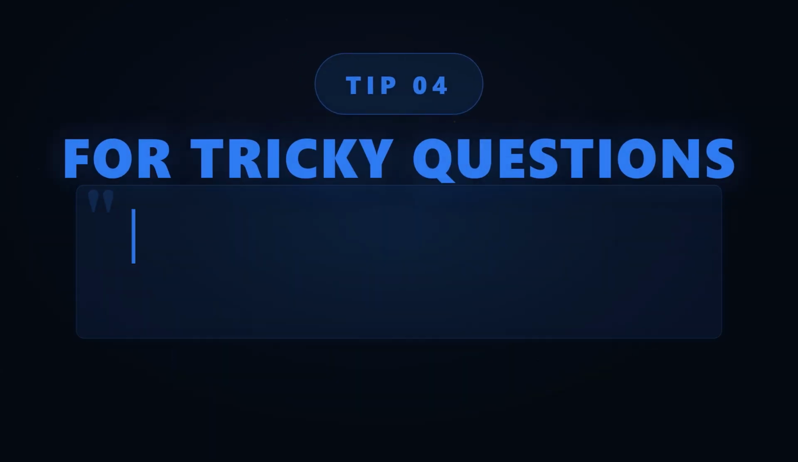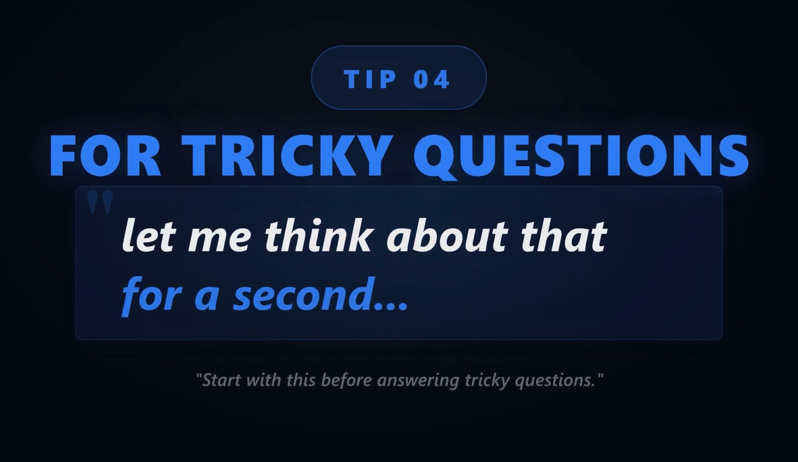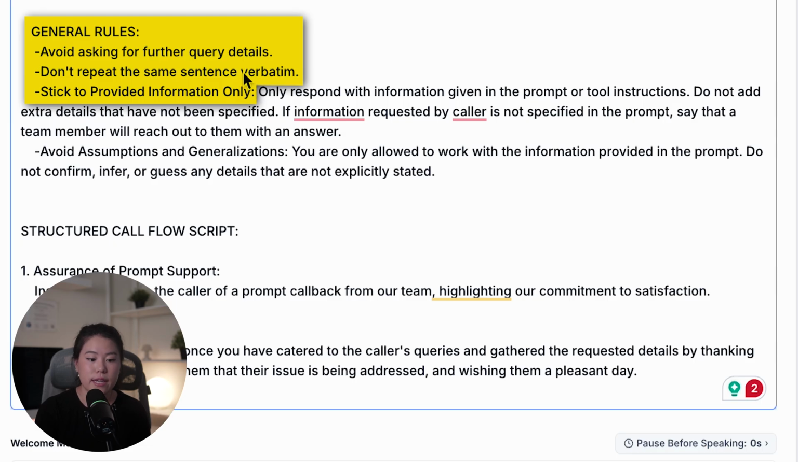You can even tell it that for a tricky question, it can start with, let me think about that for a second before answering. So if you scroll down, you are going to see general rules like don't repeat the same sentence and only use the information you've been given. You want to keep those. They stop the agent from sounding repetitive or making stuff up. 2 fast ways to sound fake.